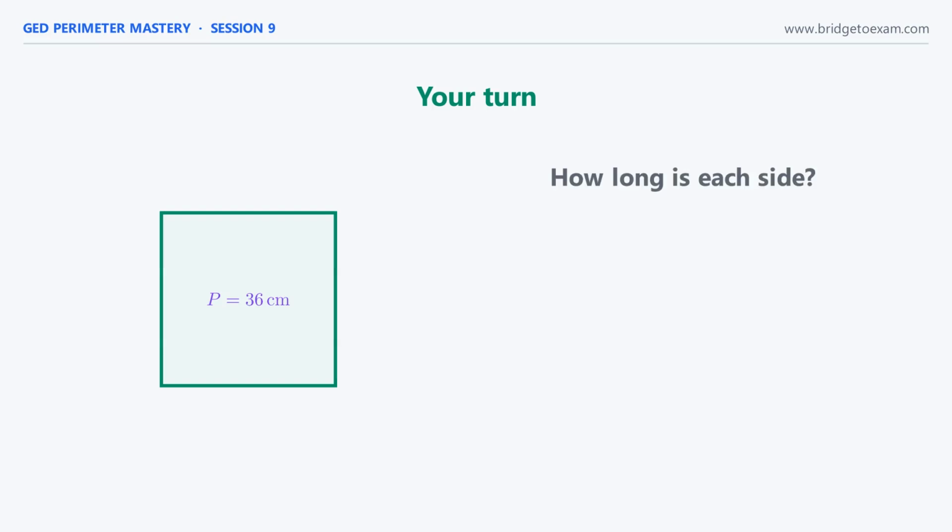Your turn. A square has a perimeter of 36 centimeters. How long is each side? Take a second. A square has 4 equal sides, so S equals P over 4. 36 divided by 4 is 9 centimeters. And rebuild it. 4 times 9 is 36.